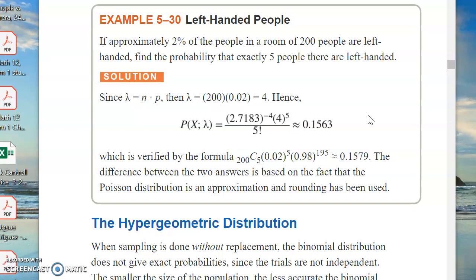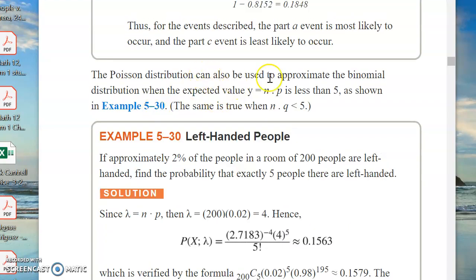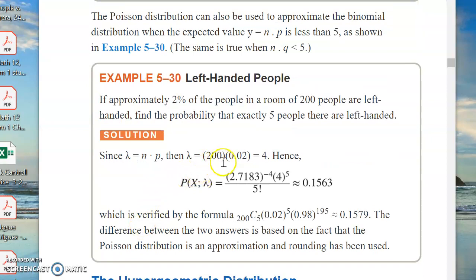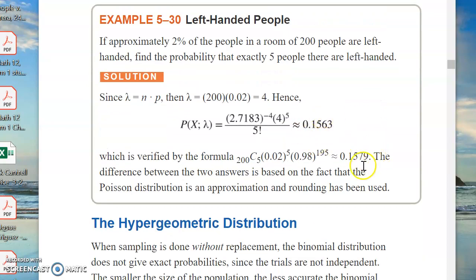However, right now we're trying to do it by way of an approximation. So you plug it in. Lambda is equal to n times p. See, he made the mistake up here, but he didn't make it here. Lambda is n times p. Crank it into the formula, and you come up with this answer, and that's about the same as this answer. The difference between the answers is based on the fact that the Poisson distribution is an approximation, and we've used rounding. So those numbers in the back of the book and that table, they're not exact. They're rounded off, I guess is what I'm trying to say.